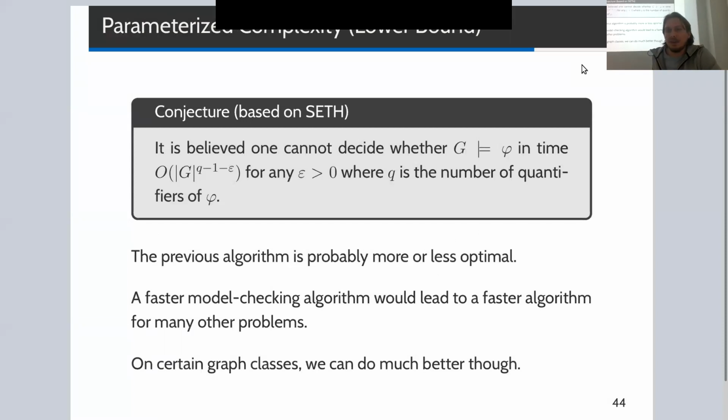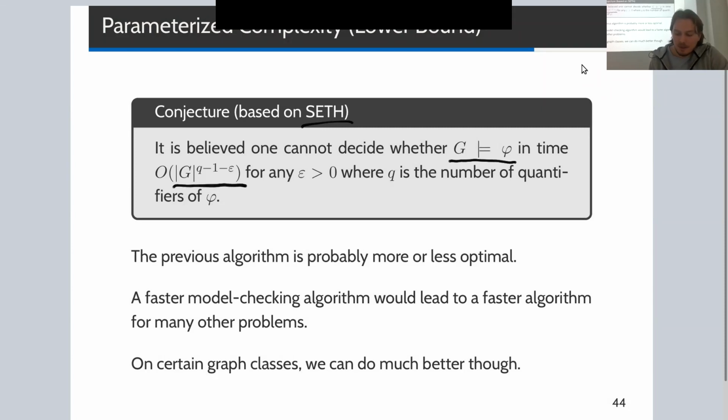And next you could wonder, can you do better than this? And here I have a negative answer. It's not quite an absolute answer, like we don't have absolute answers in computer science, at least on the negative side. It's again based on a hypothesis, this time the strong exponential time hypothesis, which everybody believes to be true. So based on this hypothesis you can show that you cannot evaluate formula phi on the graph G in a running time that is faster than G to the number of quantifiers minus 1 minus epsilon.